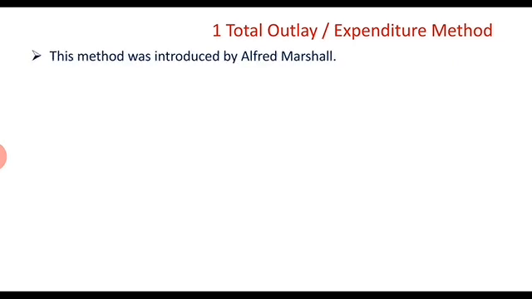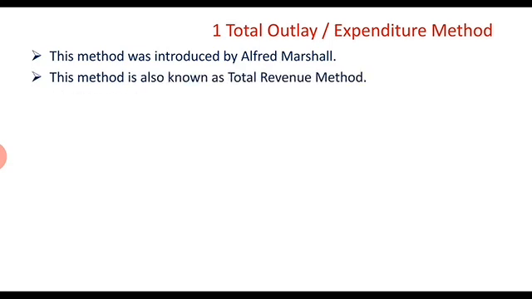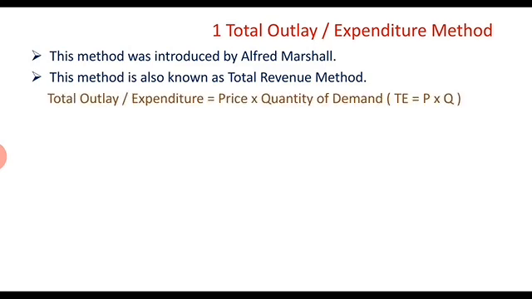The method was introduced by Alfred Marshall. The method is also known as the total revenue method. Total revenue or total expenditure is price into quantity demanded, or T is equal to P into Q.